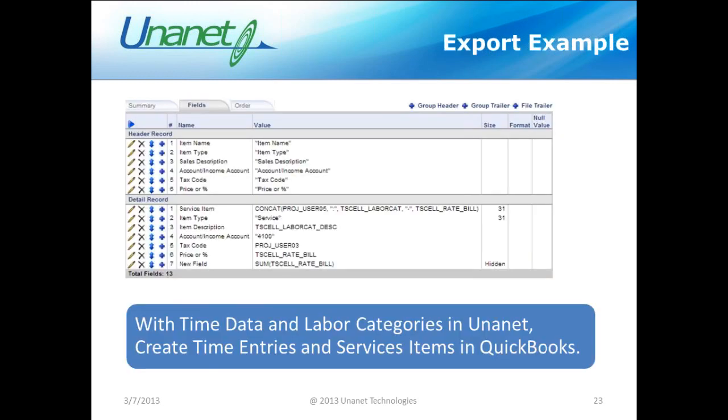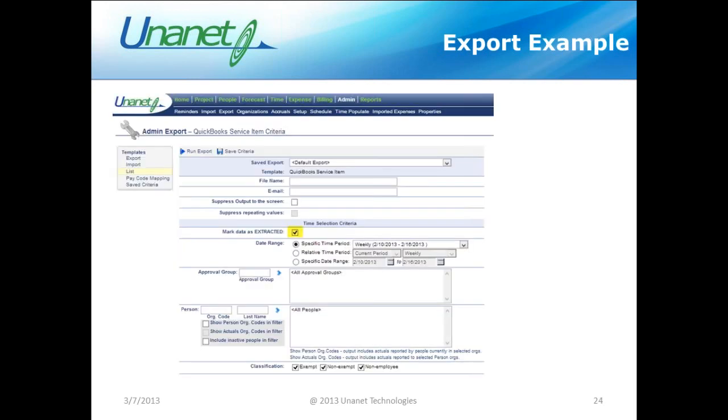This is an example of an export template. This template was designed to be able to take time data and labor category information from Unanet and enter that time data into QuickBooks, and then also generate from that a service item in the QuickBooks database. So from one record out of Unanet, we're able to pull a number of pieces of information.